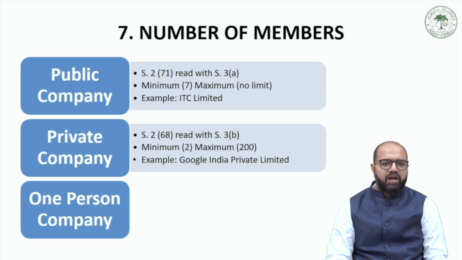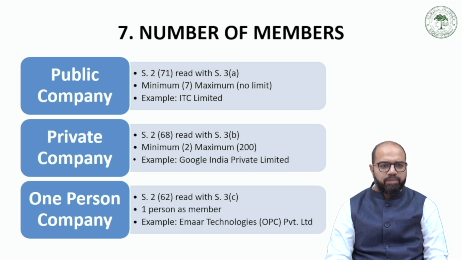Now, a private limited company cannot invite members of the public to purchase its shares, so it is not listed on the stock exchange. Then the third kind of company we have under this classification is a one-person company. Now let us look at it in more detail.